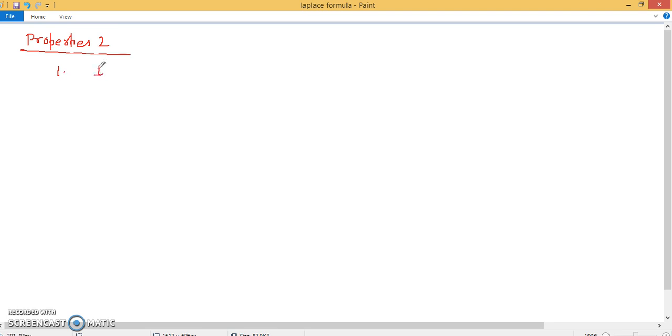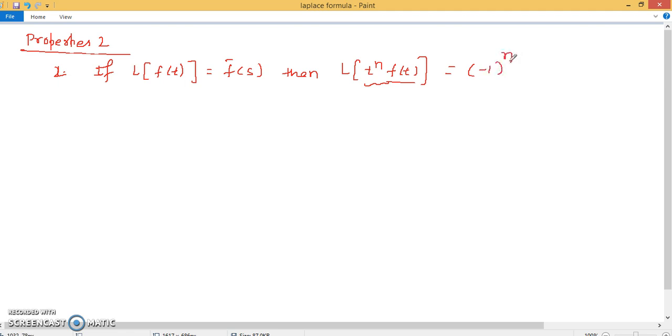So what is property number 2? If L of f of t is equal to a bar of s, which is already given, then for t to the power of n f of t, if somebody gives you f of t, which you already know, multiplied by t to the power of n, then minus 1 to the power of n, where n is the power given, you differentiate this a bar of s n number of times with respect to s.